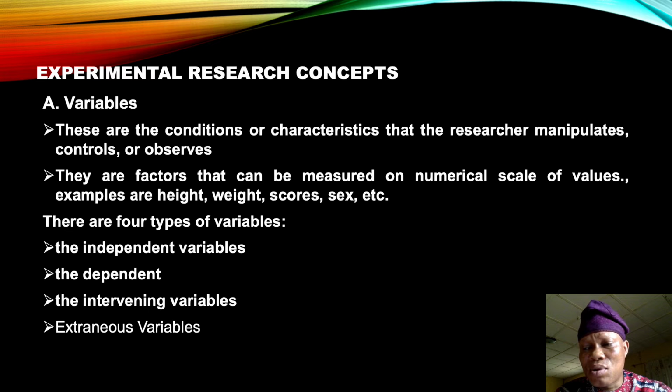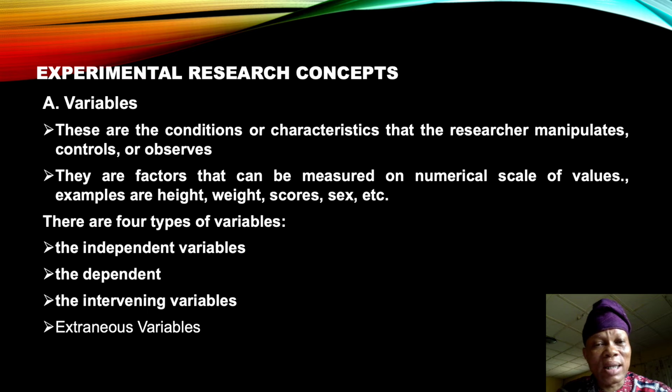The intervening variables, they are certain variables which cannot be controlled. You can't control them or measure them directly, though they may have pertinent effects upon the outcome of a research. The intervening variables intervene between the cause and the effect. Examples are sex, anxiety, motivation, fatigue, etc.